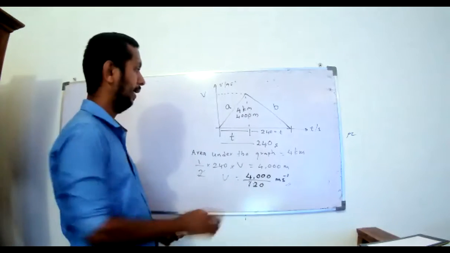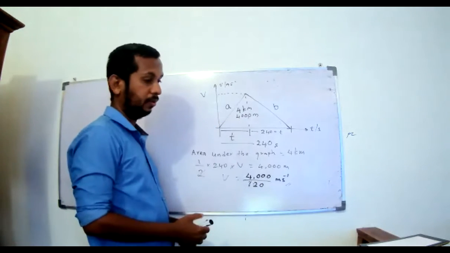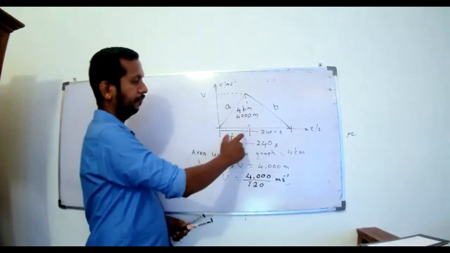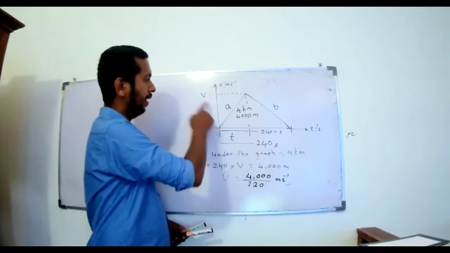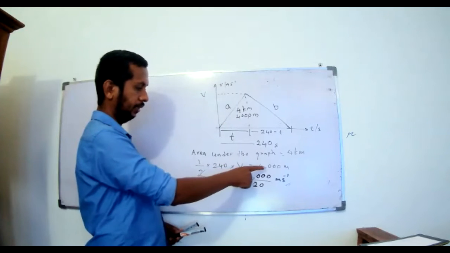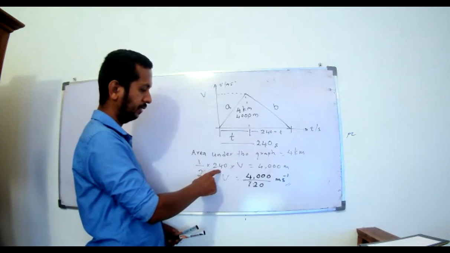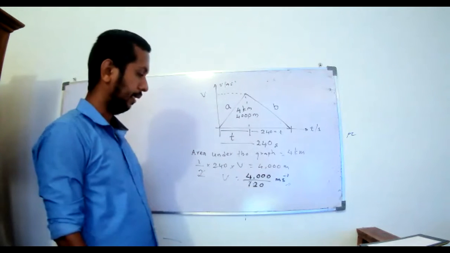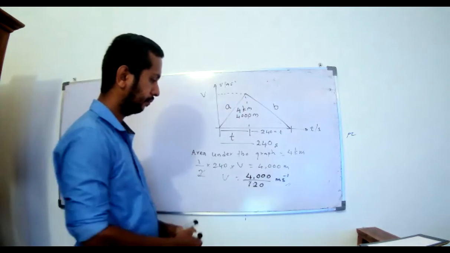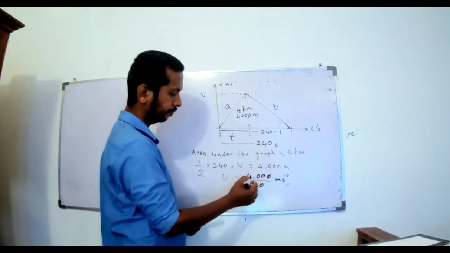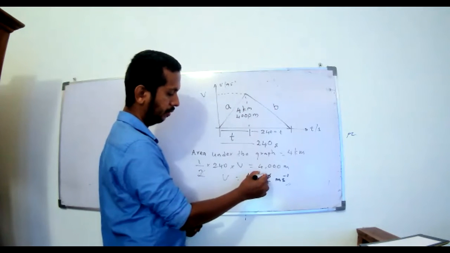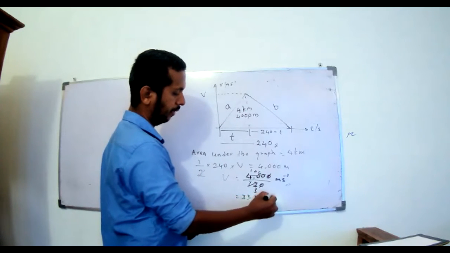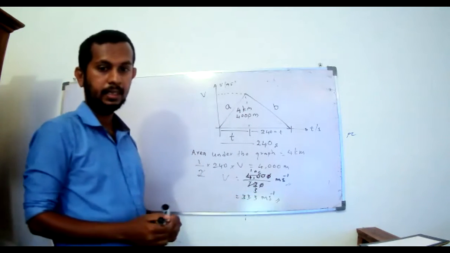The area under the graph should be equal to the displacement done by the train, 4,000 meters. So half times 240 times V is equal to 4,000. 240 and 2 cancel to give 120. 4,000 divided by 120: how many fours? 3. V equals 33.3 ms^-1.